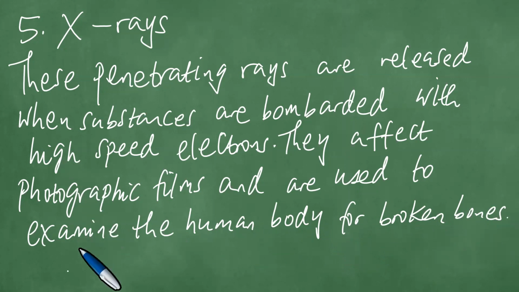So let's speak about the X-rays. What are X-rays? What kind of part of the EM spectrum is this? These penetrating rays, they go through the human flesh. These penetrating rays are released when substances are bombarded with high-speed electrons. High-speed electrons can be bombarded on your leg. If you fell down and you broke your leg, they want to see if the bones are broken, and the X-rays are used for that. So they affect photographic films and are used to examine the human body for broken bones. Okay, so they're able to help us see the broken bones.